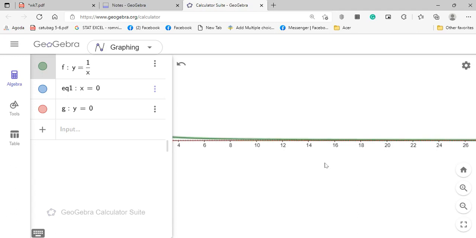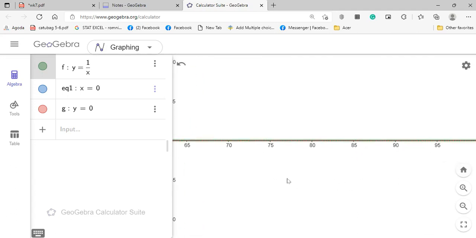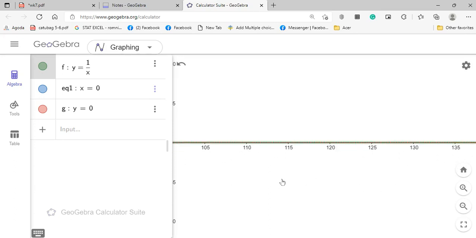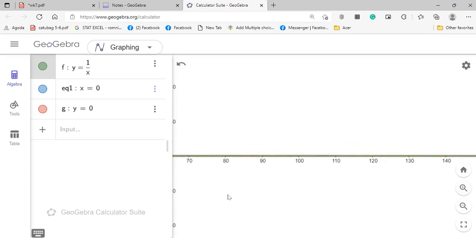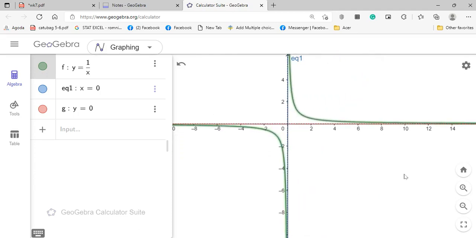Tingnan mo yung x values kapag increase mo siya. Anong ginagawa ng y? Ang y ba ay magkukross sa horizontal asymptote, that is y equals 0? Whatever you do, it will never happen. But you can only say that y gets closer to 0.